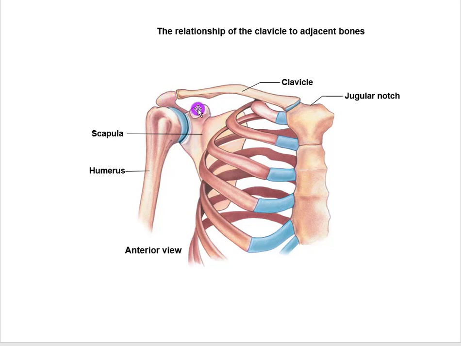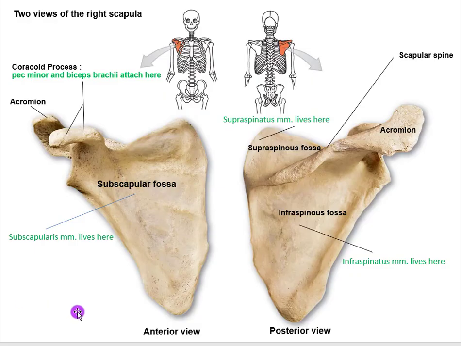All right. So this part right over here is the coracoid process. Coracoid process is that thing that sticks out there. If we take another view at it from the anterior view, this is your coracoid process. And you should know that the pectoralis minor and the biceps brachii muscle attach to this point right over here.